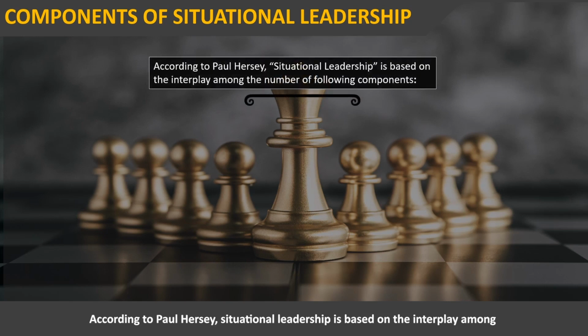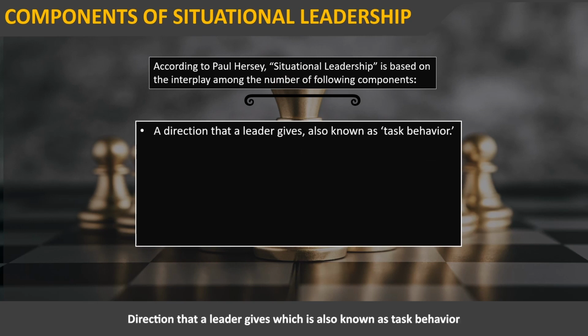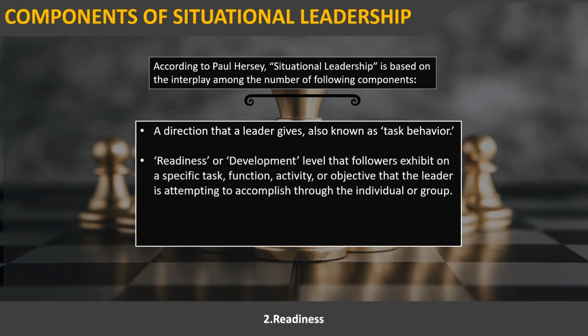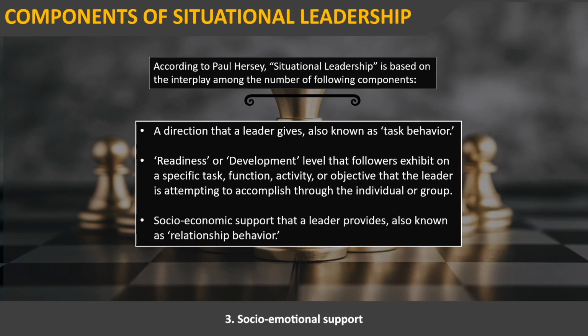The 4 different components of situational leadership are based on the interplay among the following. The first one is direction. Direction that a leader gives, also known as task behavior. Second one is readiness. Readiness or development level that followers exhibit on a specific task, function, activity or objective that the leader is attempting to accomplish through the individuals or group. Third, socio-emotional support that a leader provides, also known as relationship behavior. These are a few components for the leadership model.